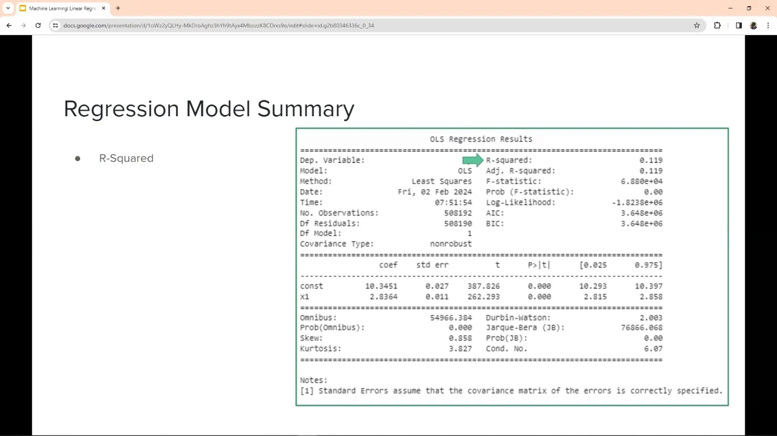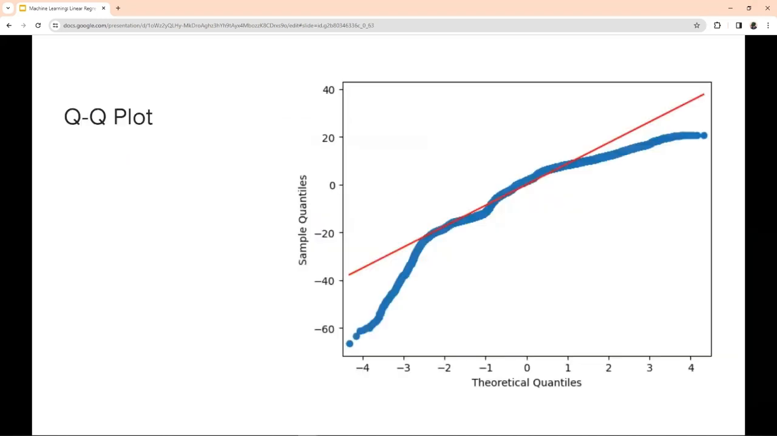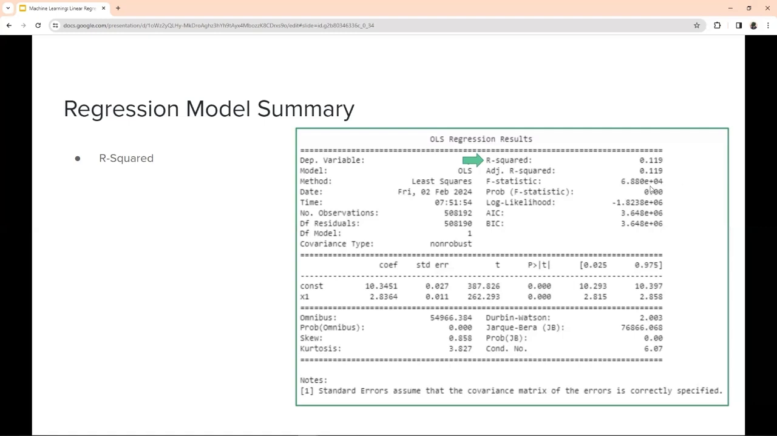Then we have adjusted R squared. We don't have that here, but adjusted R squared takes into consideration the number of predictors used in the model. It's usually smaller than the R squared.